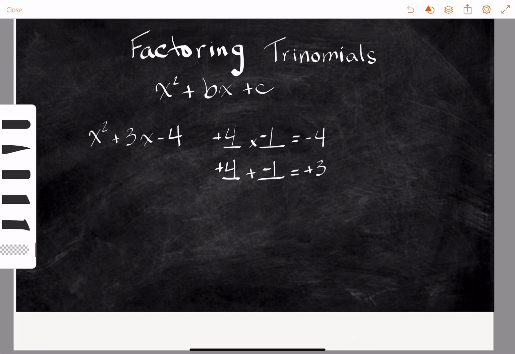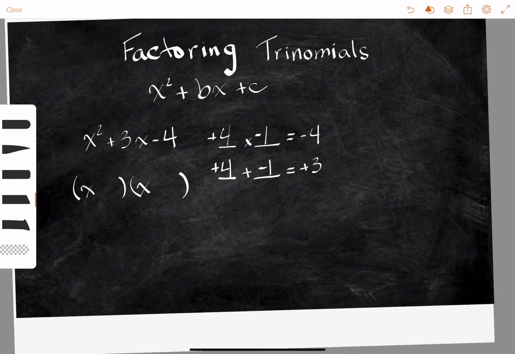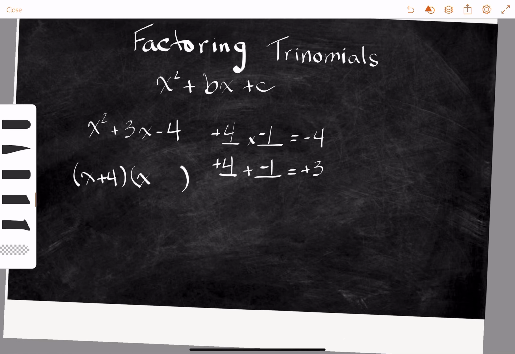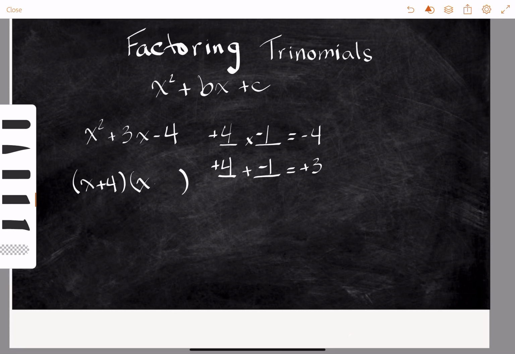So then I just put my two sets of brackets there. I put an x at the front of both sets of brackets, and then my 4 goes in one, and my negative 1 goes in the other one. All right, so now I want to double check to make sure I did this right. I'm going to do that by using FOIL.